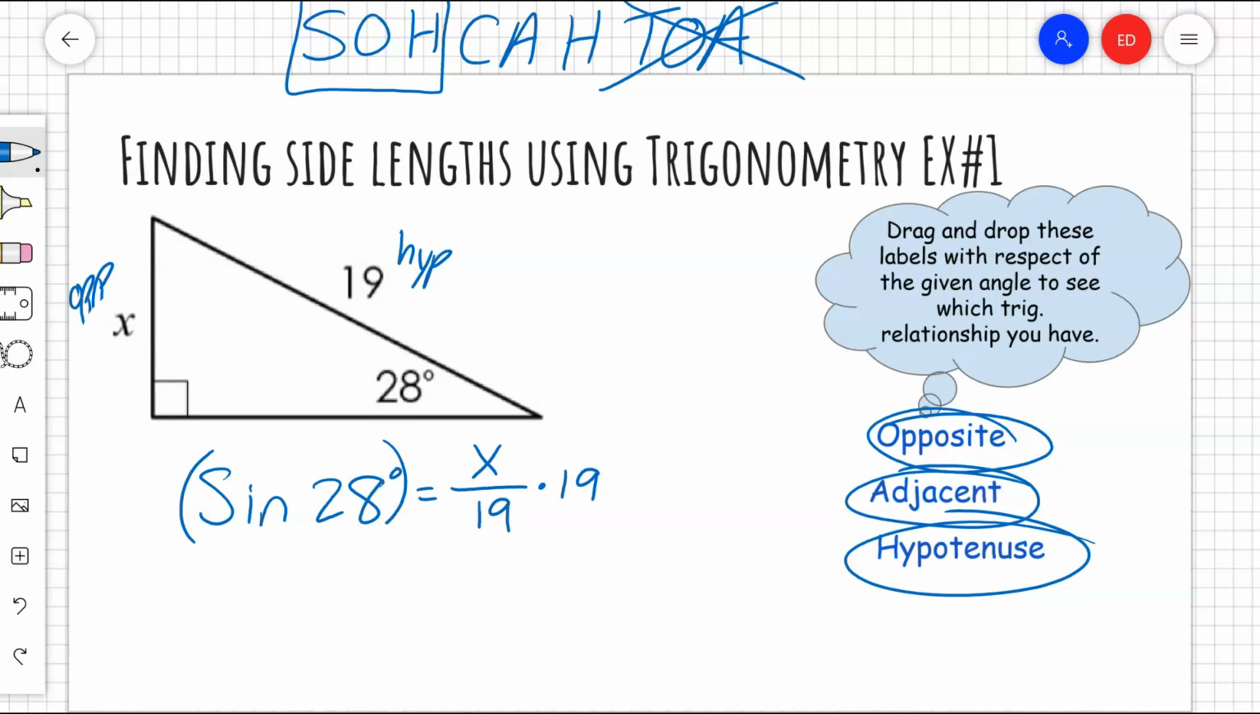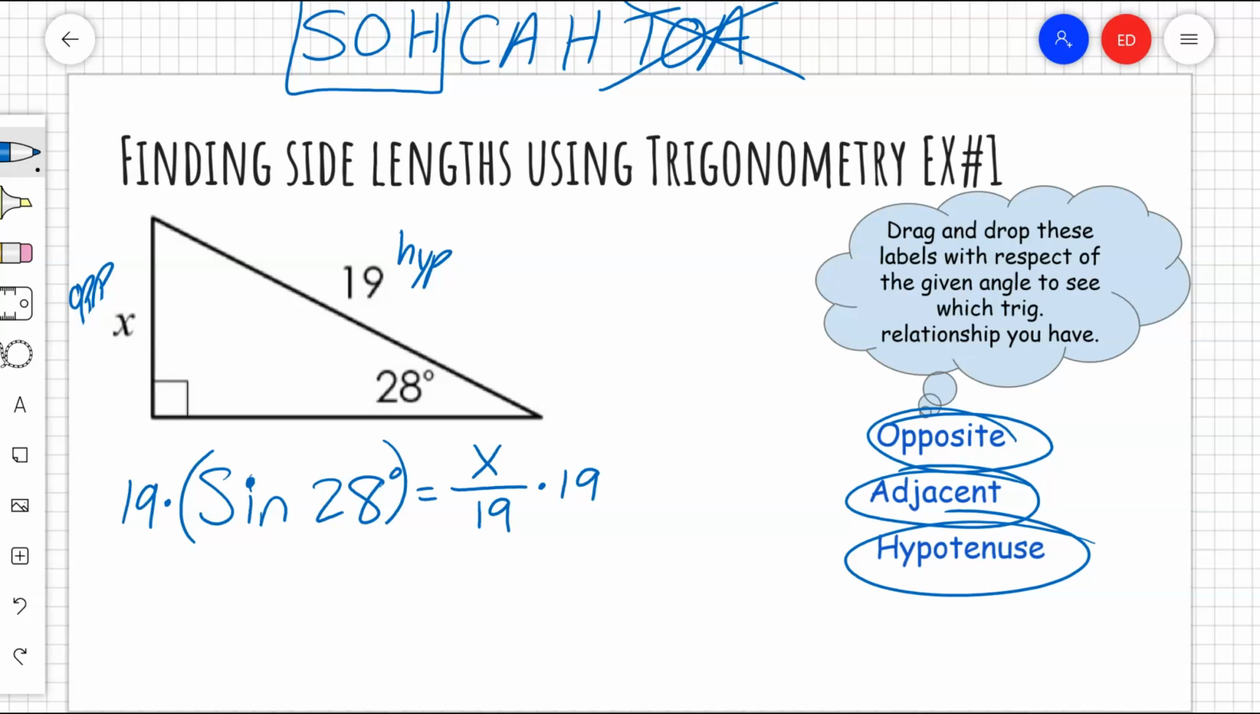Now, sine 28 is an actual number. If you didn't have a calculator, I would give you trigonometry ratio tables, and it would tell you what ratio this is. Your calculator already has the ratio stored in its system, so when you type in sine 28, that number comes up. So your calculator has that memorized. You, by chance, will never be able to memorize all of those ratios. Well, I shouldn't say never. There are people out there that memorize things like that.